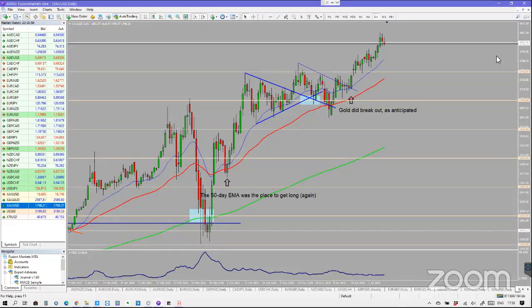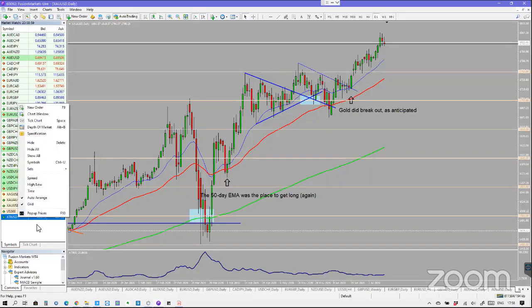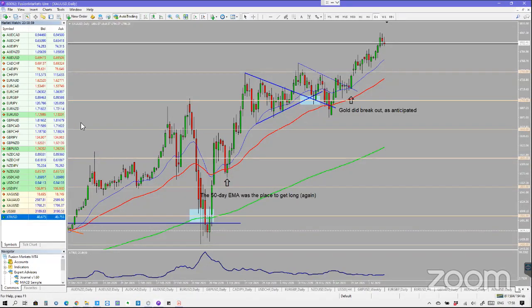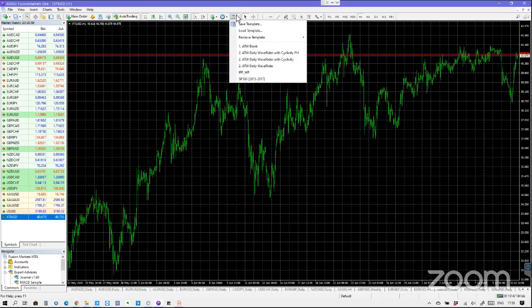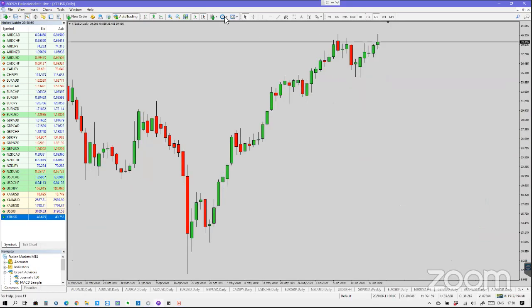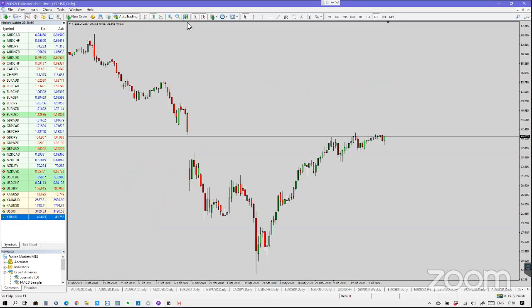Let's chuck up an oil chart. XTI. Go down two below. That's it. That's the one I like to see. All right. I'm just hating oil at the moment. Look at that. Sideways, just absolutely sideways. I'm looking at fundamentals.